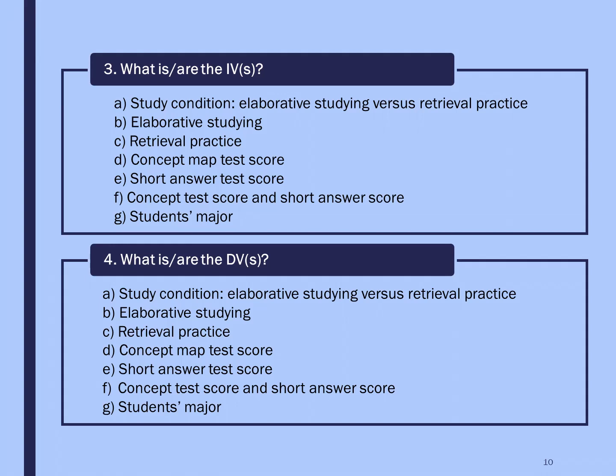And we hypothesized that the concept map test score depends on how students study. So we keep D. And we also hypothesized that the short answer test scores depend on how students study. So again, we keep the answer choice F as well.